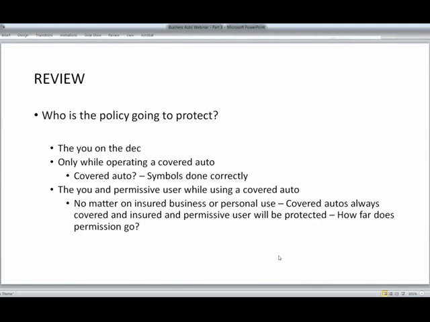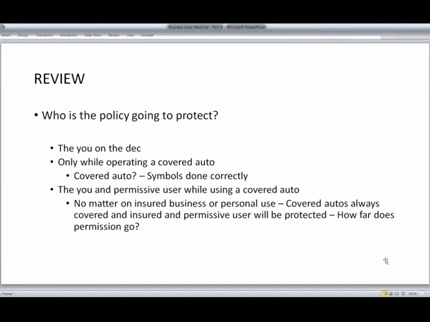So then we talk about the auto and GL altogether. Who's the policy going to protect? The you on the dec sheet, only while operating a covered auto. Covered auto, you have to do the symbols right. The you and the permissive user while driving a covered auto is covered no matter if it's on insurance business or personal. That's why the personal use becomes a problem, because there's no limitation for their coverage, no requirement for that vehicle to be used in business.